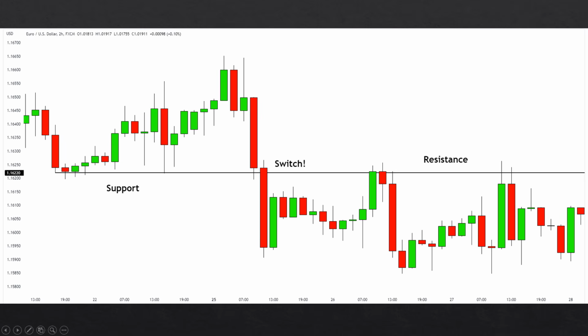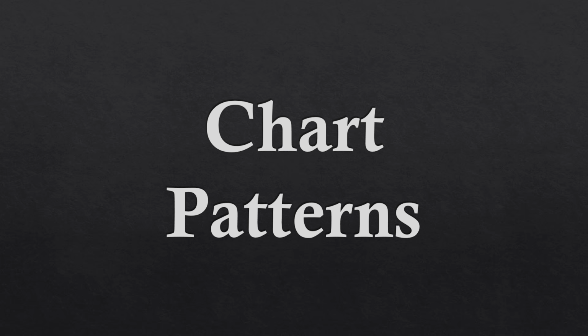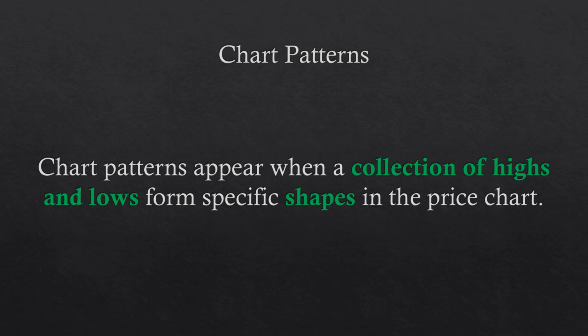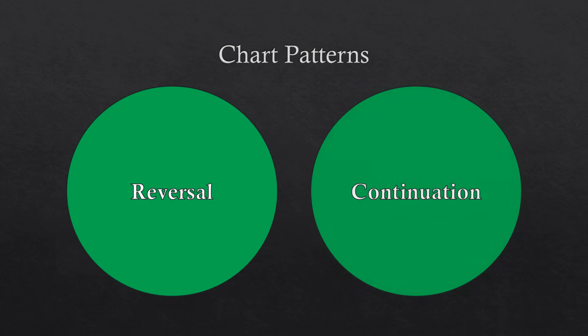Another way that a trader can use candlesticks and highs and lows is by identifying chart patterns. Chart patterns are collections of highs and lows that form particular shapes in the price chart. These shapes can be used to indicate a reversal or a continuation in the price movement in the same way that candlestick patterns do. In this video, I will only give you a few examples of chart patterns because, like candlesticks, there are many different patterns to learn.